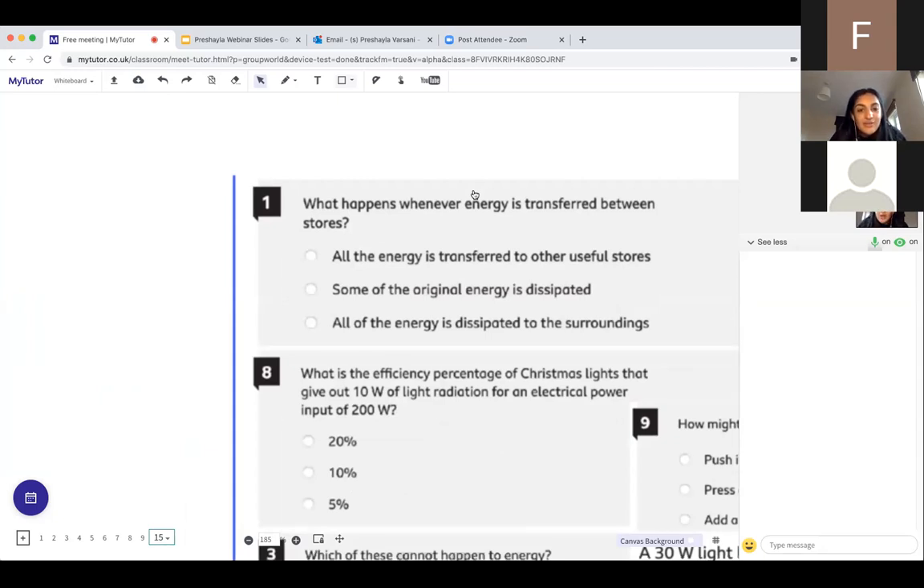What happens whenever energy is transferred between stores? And what is the efficiency percentage of Christmas lights that give out 10 watts of light radiation for an electrical power input of 200 watts? Now remember, the formula is useful over total. So I'll give you 2 minutes to think about the answers to those questions and give you time to put it through the formula.